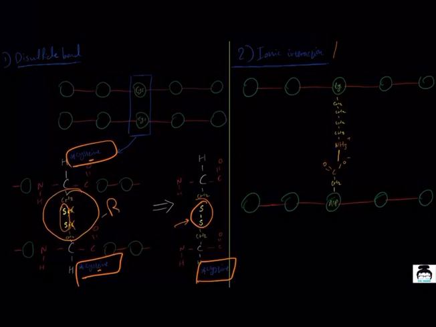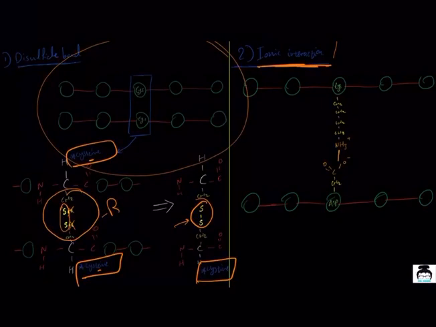As we said, when R groups interact, they form what? They form a three-dimensional structure. They will allow this whole thing to fold and form a three-dimensional structure, and this is what we call a tertiary structure. By the way, disulfide bonds only exist between cysteines. So this is the first type of bond that can exist between R groups.